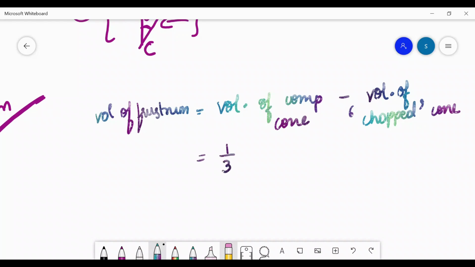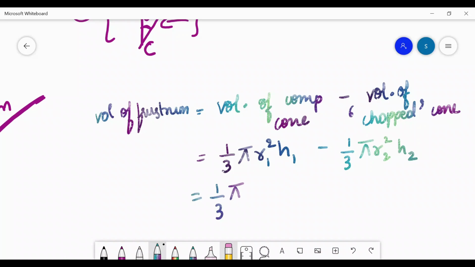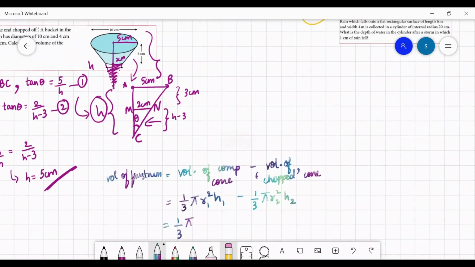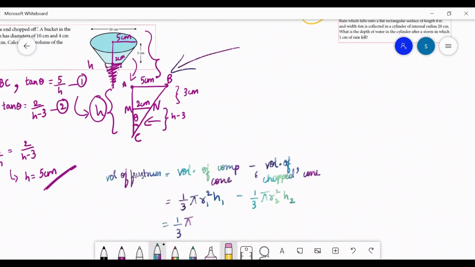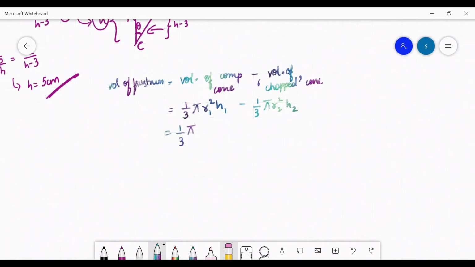So that would be 1 by 3 pi r square h. This is R1 H1 actually, because you have two radius and two heights, right? So you'll get confused. So that's why I'm taking R1 H1 minus 1 by 3 pi R2 square H2. So this is 1 by 3 pi. By R, I mean the radius of the complete cone. So the radius of the complete cone is 5 centimeters and the radius of the chopped cone is 2 centimeters.